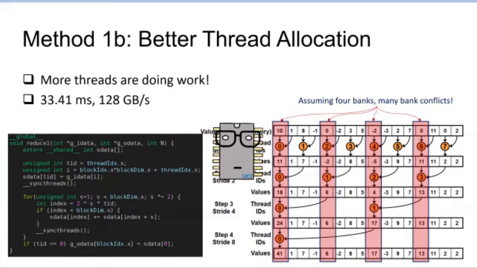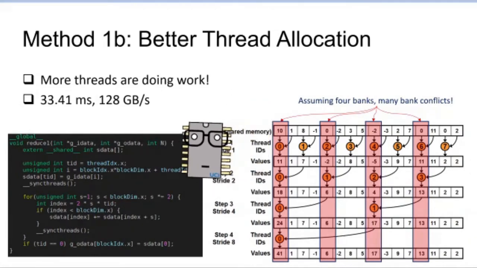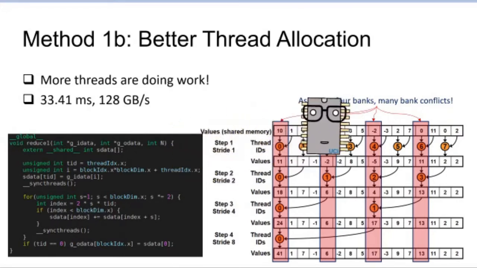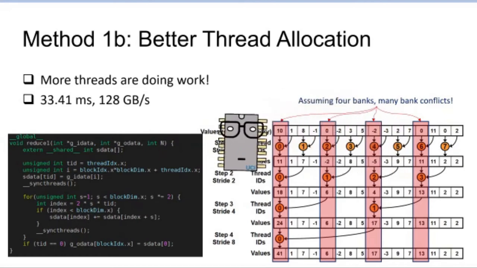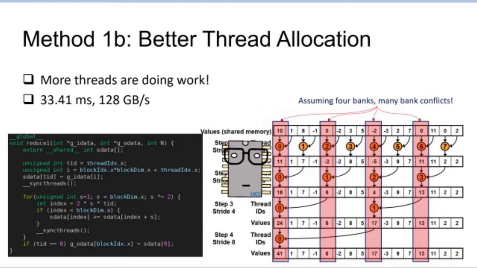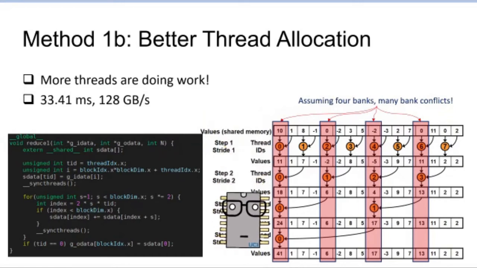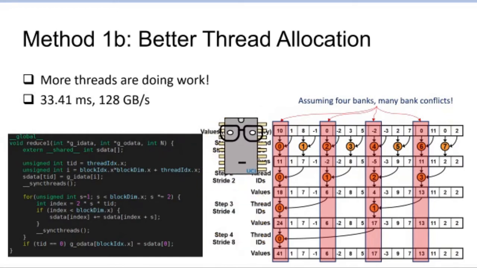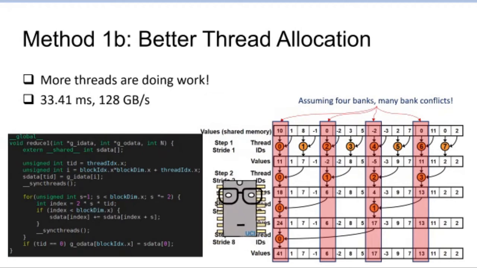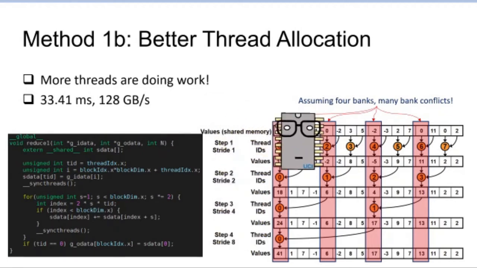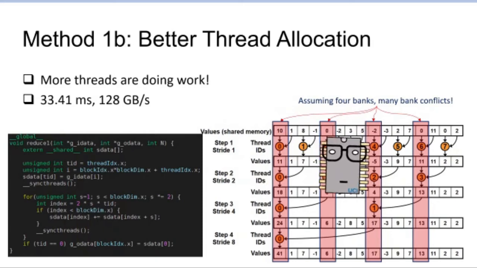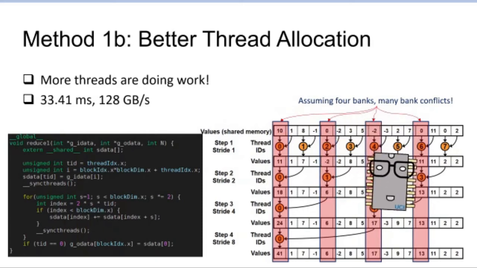For simplicity, if we assume there are four banks, when we are reducing 16 elements, the same bank within the four banks is always being accessed, until, of course, the total number of things to reduce becomes smaller. There are always bank conflicts going on. Bank zero is always being accessed by this one, and this one, and this one.